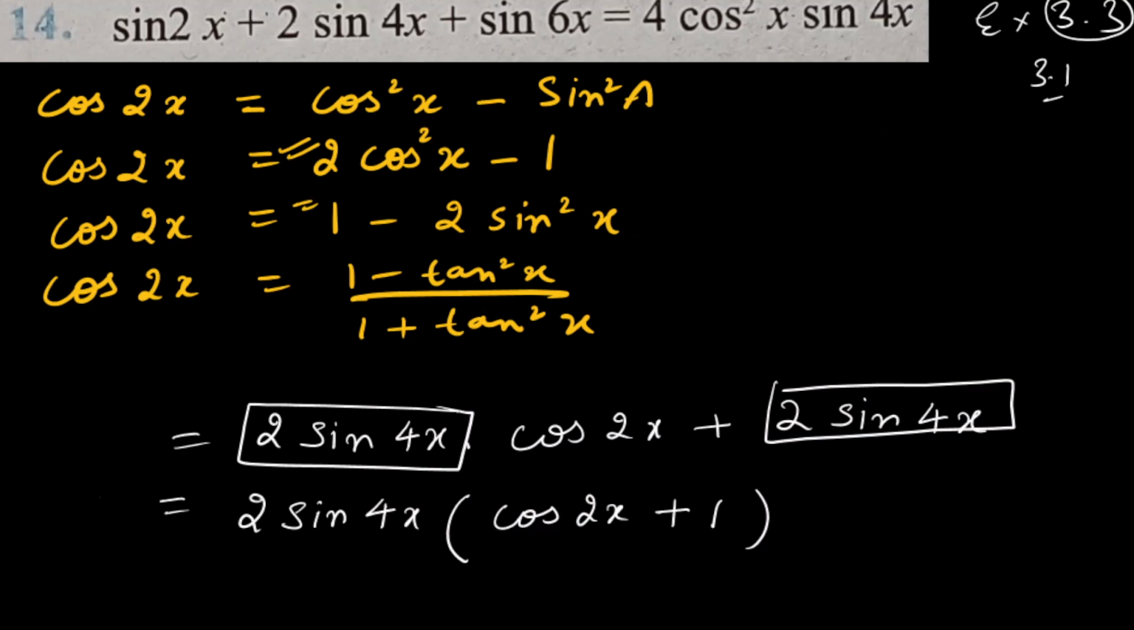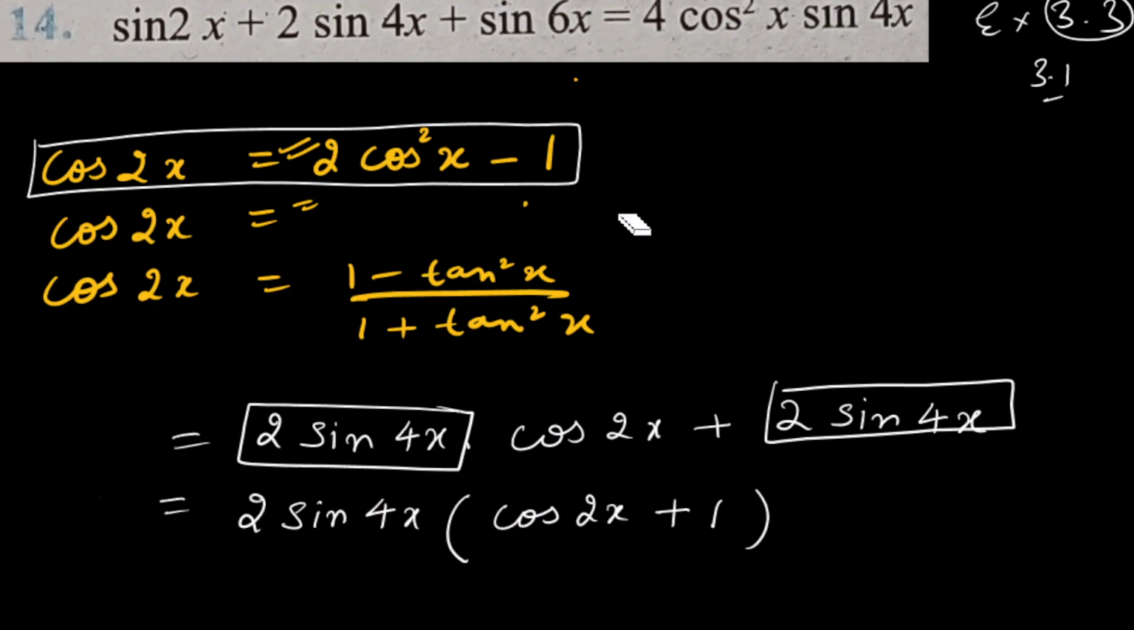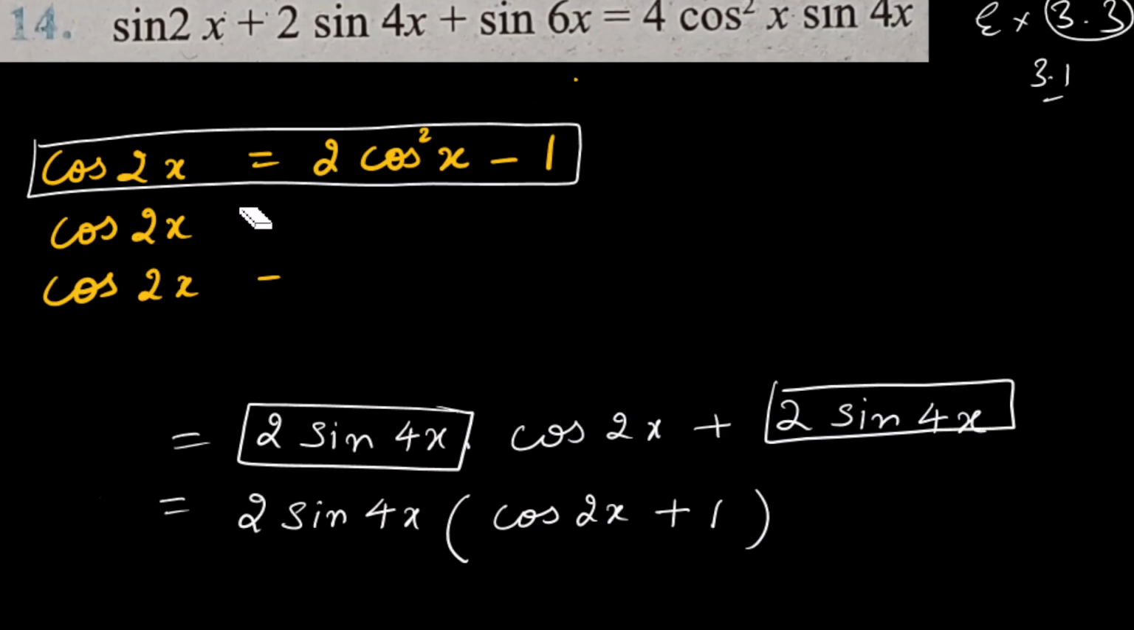Now, which one do we have to use here? If you see the right hand side, cos square x is there. That means I need to change this cos 2x in terms of cos square x. So let's do that. I need cos square, which is present in this formula. We don't need sine, so I'm going to use the second one. This formula is cos 2x is equal to 2 cos square x minus 1.